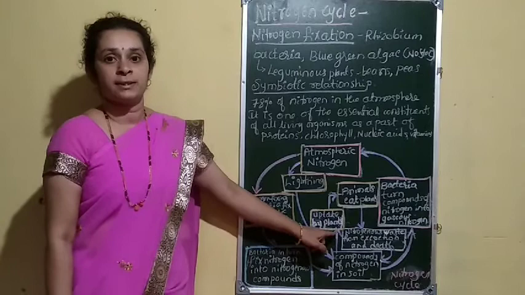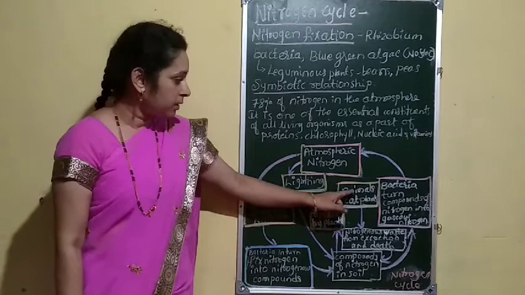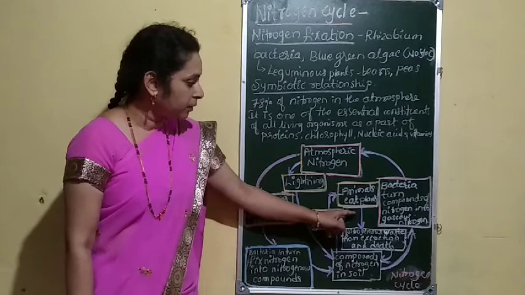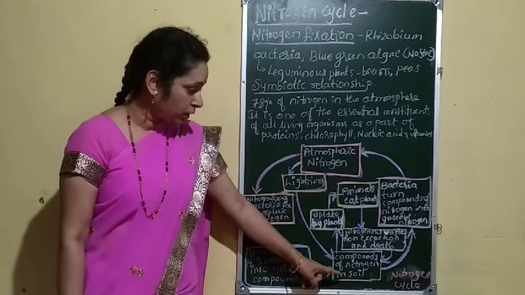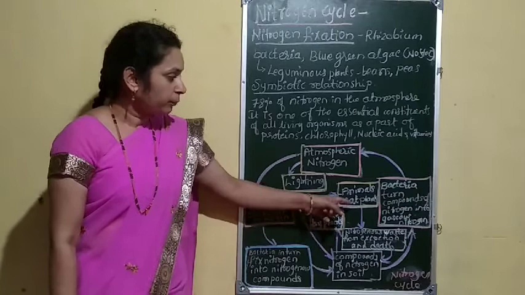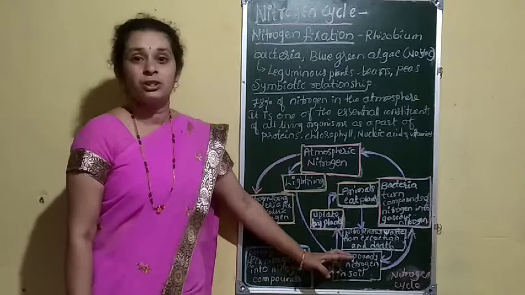Again, these plants are eaten by animals. And when the plants and animals die, the nitrogenous compounds present in them return to the soil again. When the animals and plants excrete, those nitrogenous wastes also enter the soil again, so the nitrogenous compounds are returned to the soil.